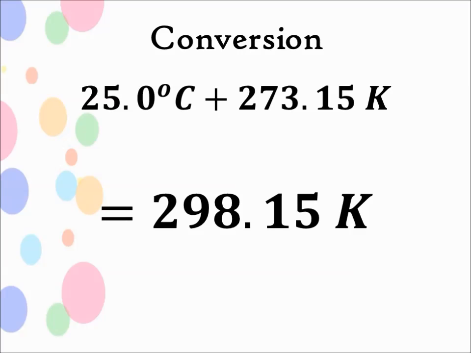Next, we have to convert our temperature first into Kelvin. So it's easy to do that. From Celsius to Kelvin, we just have to add 273.15 Kelvin. So 25 plus 273.15, that will be 298.15 Kelvin. Okay, so now we're done with our conversion. We can now solve.